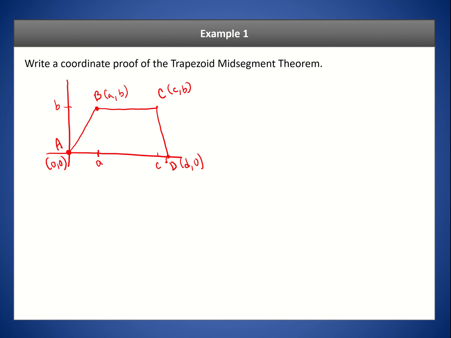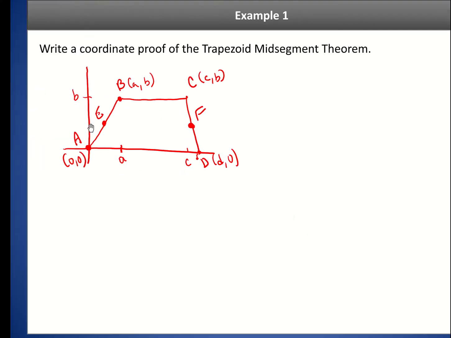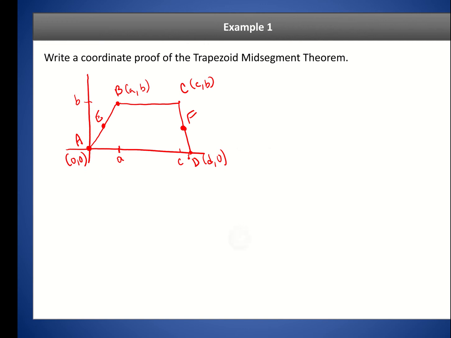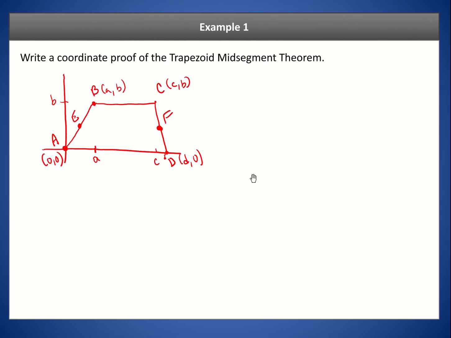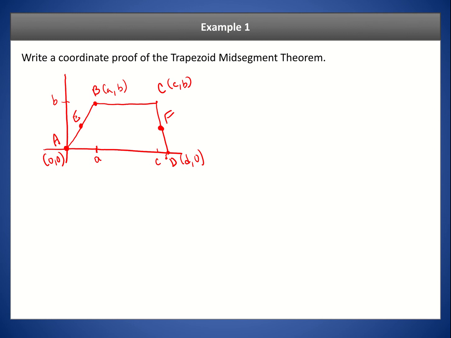So we need to construct a mid-segment here. We need to figure out the mid-segment for this trapezoid. Let's call those points E and F, and we're going to calculate E and F. That's the first thing that we're going to do. So let me zoom in on this first. So first we're going to connect this with a line segment.